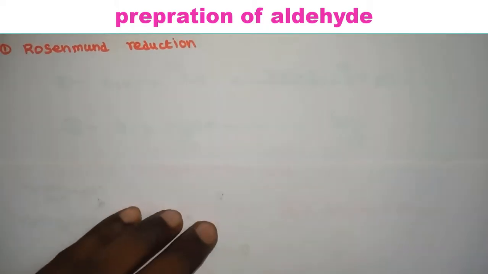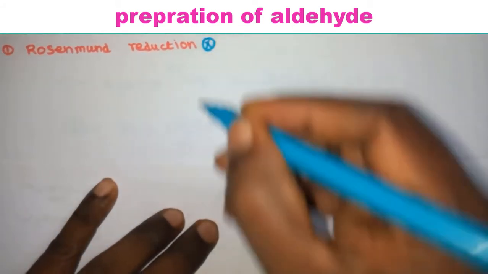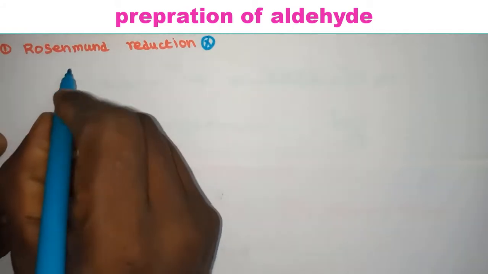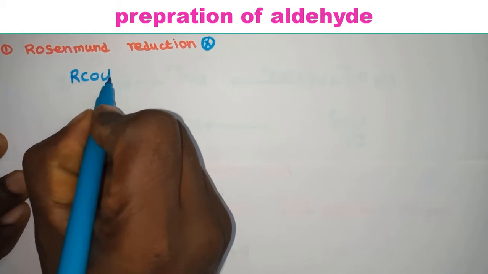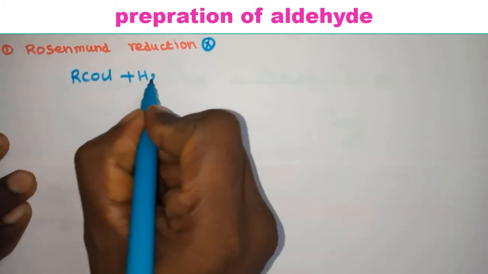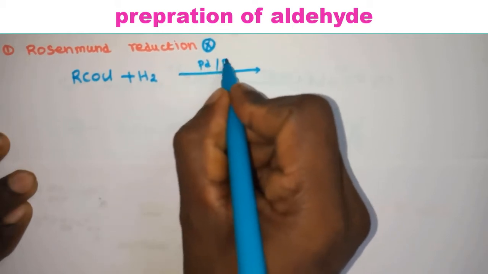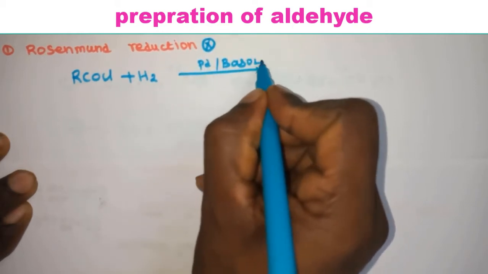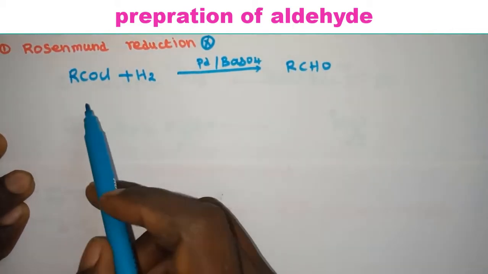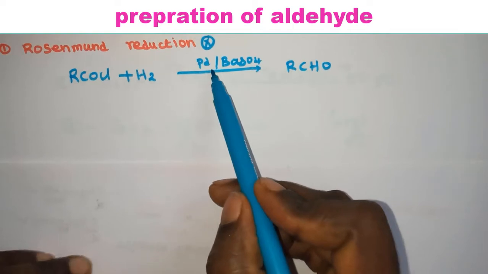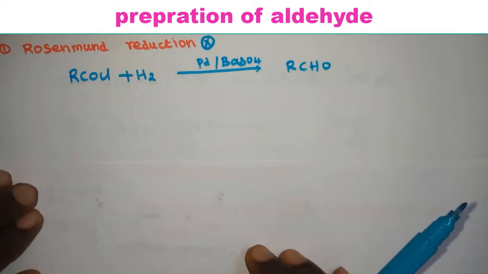Preparation of aldehyde, first method, Rosenmund reduction. This is a very important naming reaction. Acid chloride, general formula RCOCl, on hydrogenation with H2 in the presence of Pd-BaSO4 forms an aldehyde. This reaction is called the Rosenmund reduction.